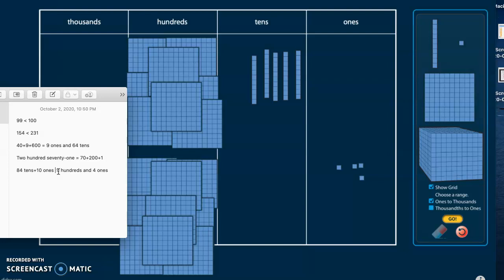Oh, looks like all of our signs are greater than this time. How interesting. Because the alligator always eats the bigger number.